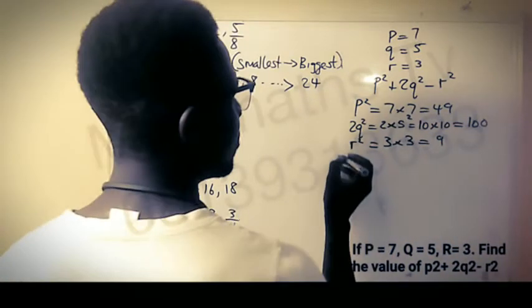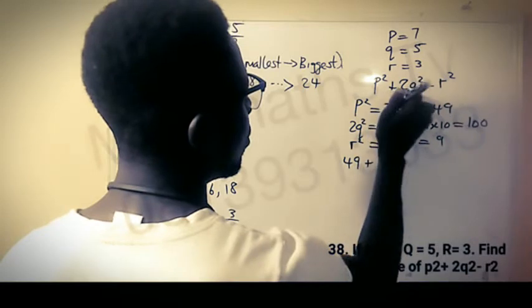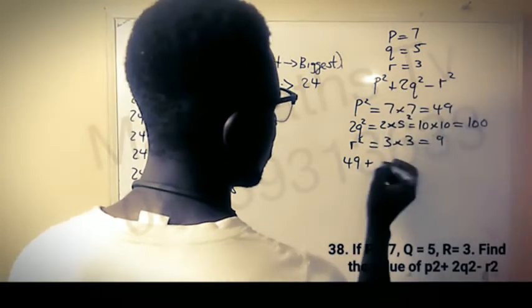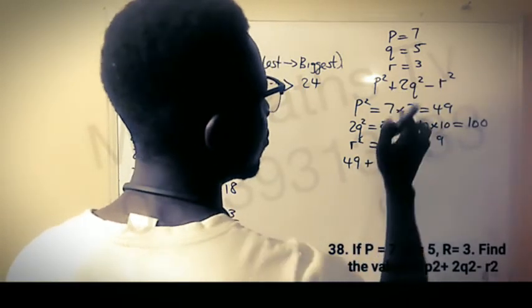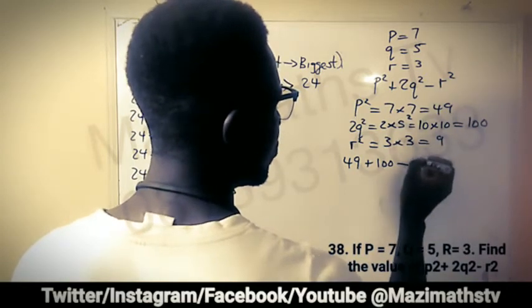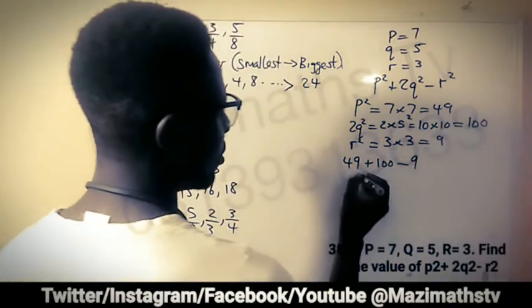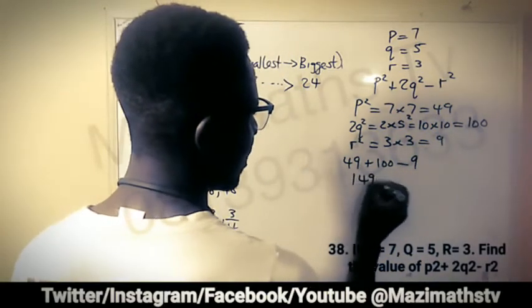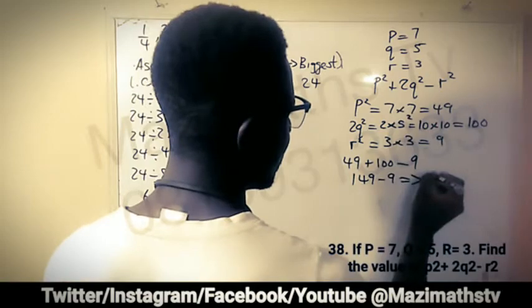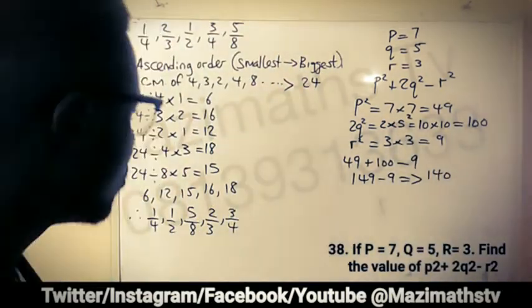And then R raised to power 2, that is 3 times 3, which is 9. Okay? Now, let's calculate. So we are going to have 49 plus the value of 2Q raised to power 2, which is 100, minus R raised to power 2, which is 9. So this one will be 149 minus 9. So our answer here is 140. So that is that.